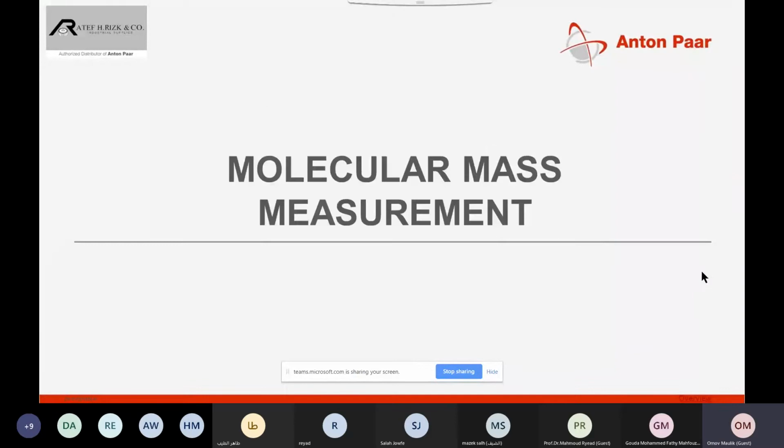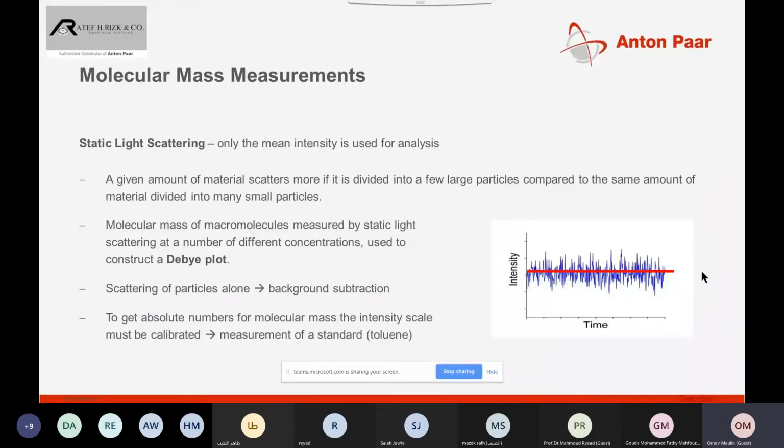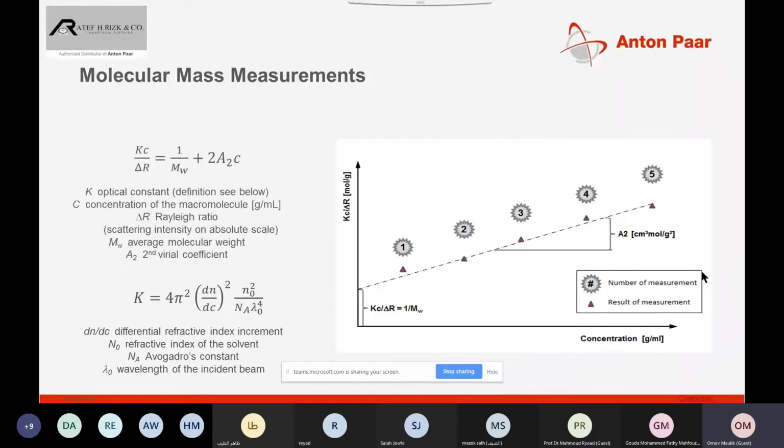Another measurement we can do is the molecular mass measurement, which is also called static light scattering. Now what we do is through some sort of regression analysis. So we call it a Debye plot. In molecular mass measurement, we take different concentrations of the same solution. We measure the intensity of those solutions, and then we plot it.